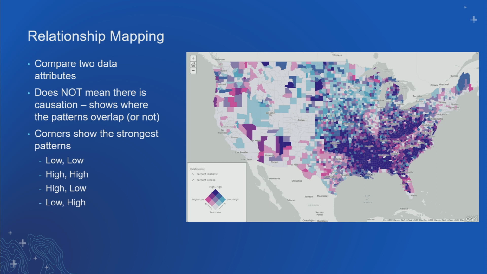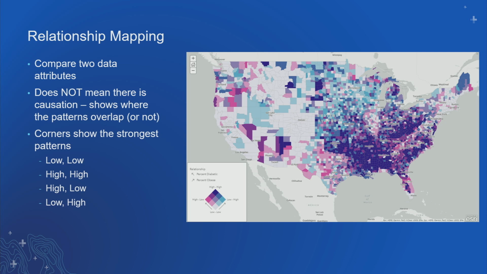Relationship mapping is also pretty new. It just came out last year. This is a really interesting way to compare two of your data attributes. If you have two things that you think might be related, relationship mapping is an easy way to see where the patterns are overlapping. And I want to emphasize this is not causation. It's just showing where the patterns overlap.